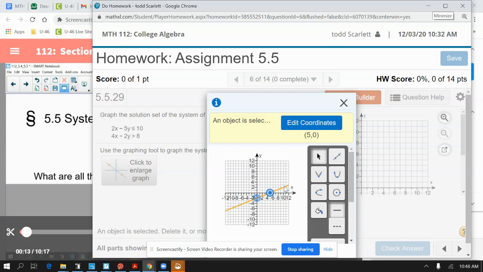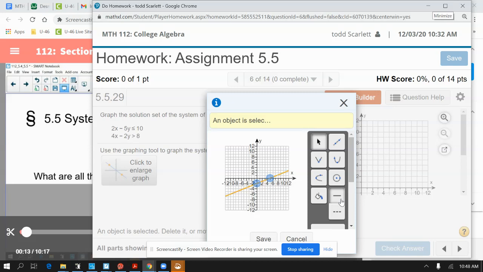Now, do I want it to be dashed or solid? Well, I want it to be solid because it's or equal to. If you click on this, it makes it dashed. But then the shading, I'm going to save that for the very end because I need to shade the solutions that satisfy both inequalities. Right now, what would I shade? Would I shade above or below?